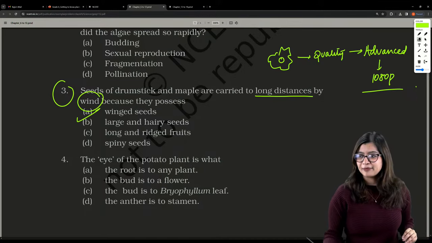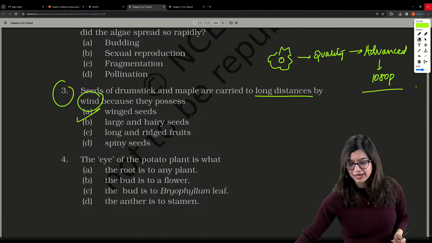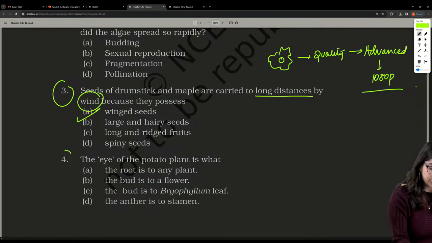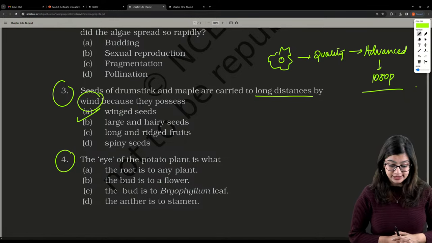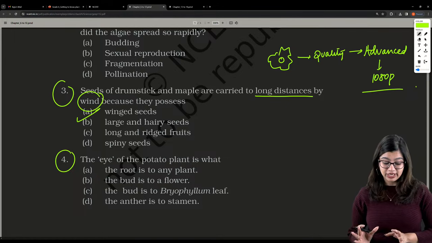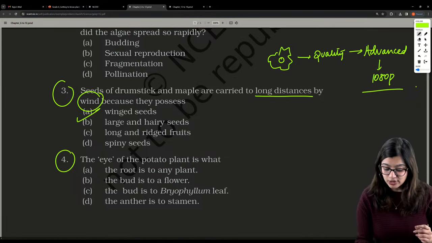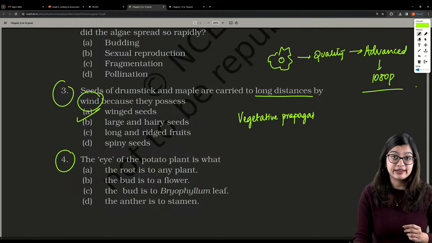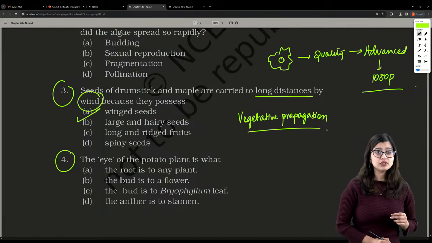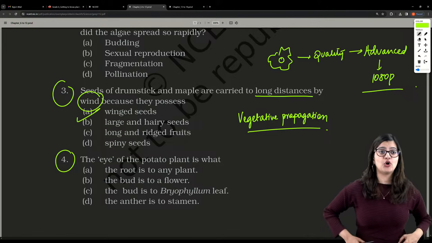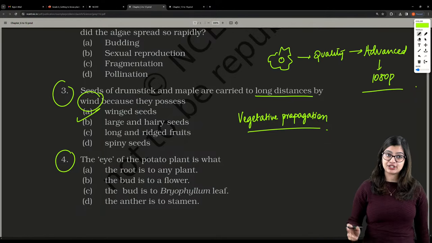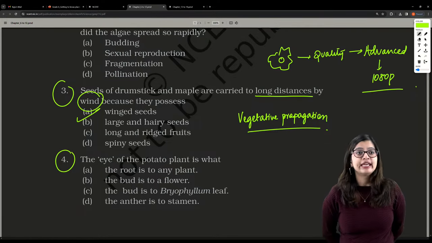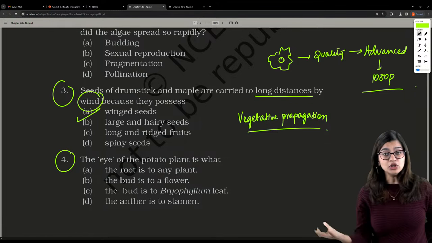Yes? Okay. Moving on, everyone. Let's go on to question number 4. The eye of the potato plant is to the potato as what? The root is to any plant, the bud is to a flower, the bud is to bryophyllum leaf, or anther to stigma. Now, this is with respect to vegetative propagation. Have we all studied and revised vegetative propagation? Yes or no? If we have, we know that vegetative propagation is a method by which we use the vegetative parts like the root, the stem, and the leaf in order to grow a new plant.